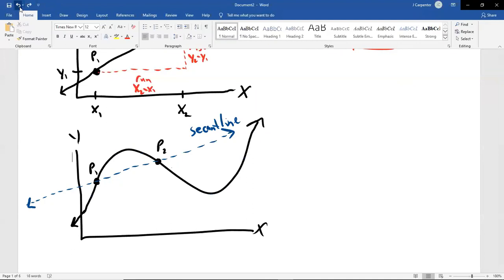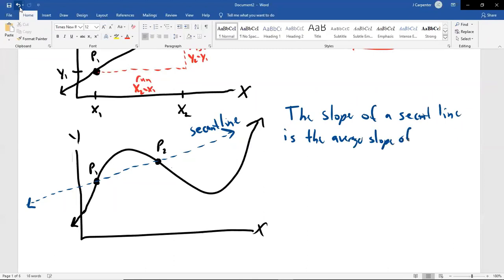So to start off calculus, what we do is we say, all right, well, let's find the slope between 2 points on the curve, and we'll call that a secant line, and the slope of a secant line is the average slope of all points between P1 and P2. Now, that might seem like a lot to grasp your head around. Maybe just take it with a leap of faith.